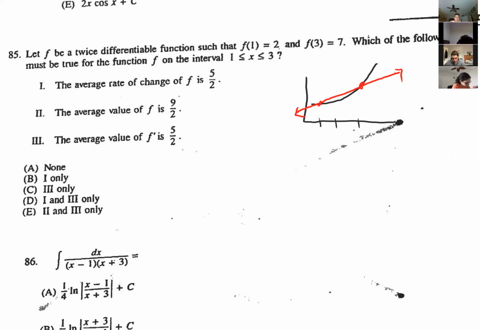Okay, so I'm going to clear this out. I just want to make sure. This is what the red line goes with: average rate of change, when you find the slope of the red line. So that's y2 minus y1 over x2 minus x1. So please don't confuse that with average value.